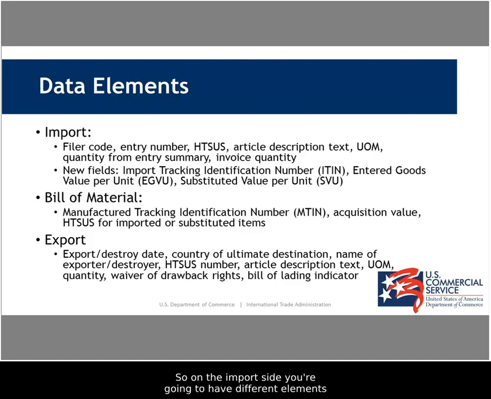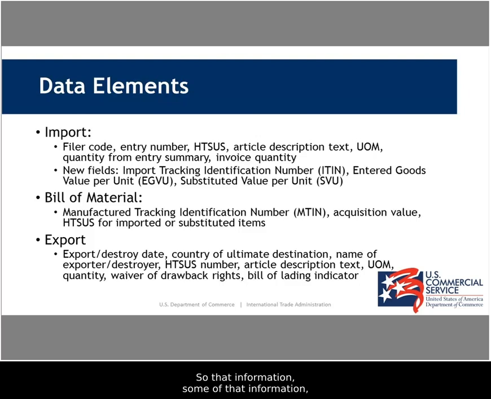So on the import side, you're going to have different elements like filer code, entry number, harmonized number, unit of measure. There are new fields in ACE. There's an import tracking identification number, an enter goods value per unit, substituted value per unit. All of these things need to be provided in a transmission.